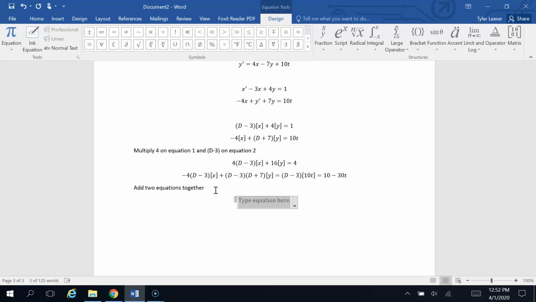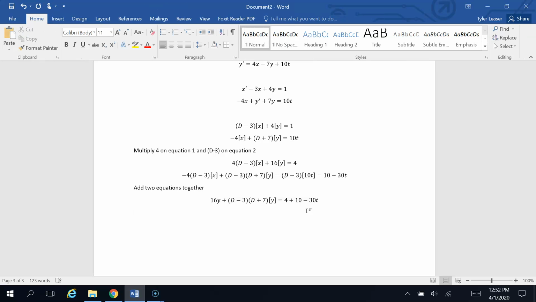All right, the x's have now canceled. We're going to end up with the 16y from the first equation added onto the operator d minus 3 operating on d plus 7 onto the function y. On the right-hand side, we're going to have that 4 coming down, added onto what we already had from the second equation, 10 minus 30t.